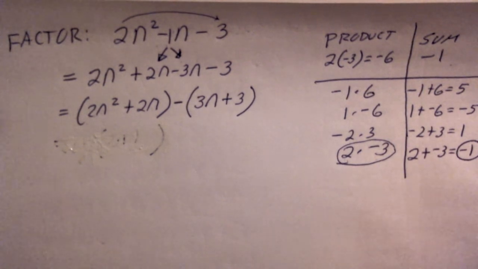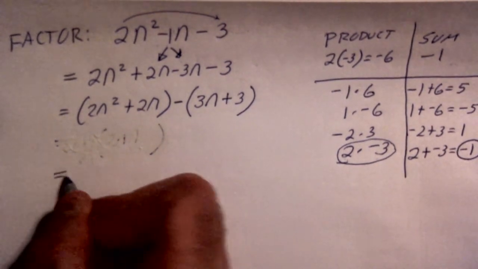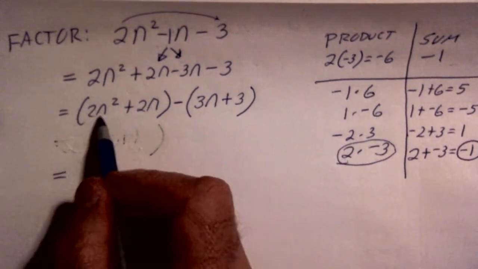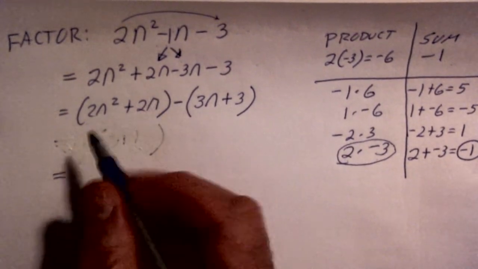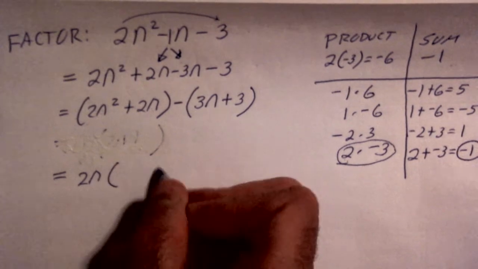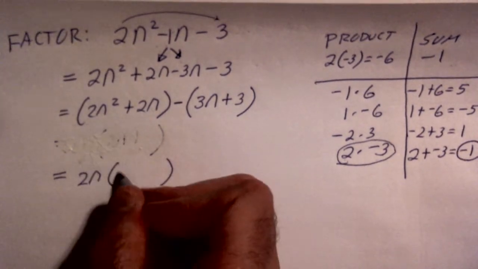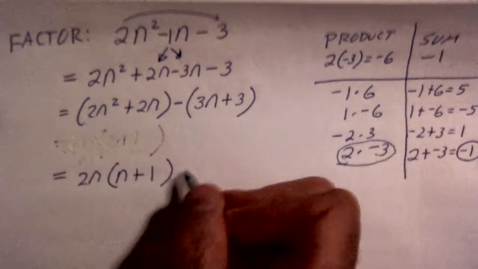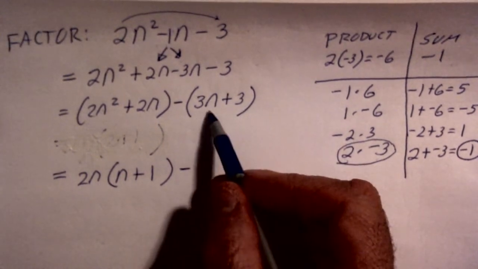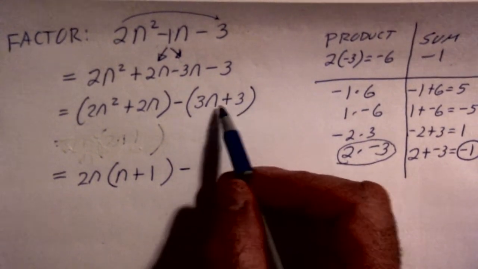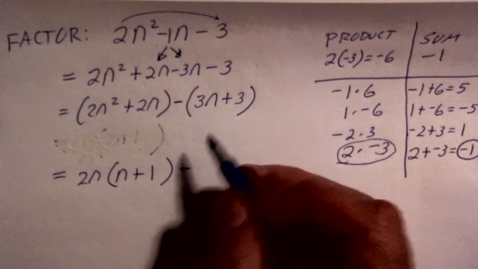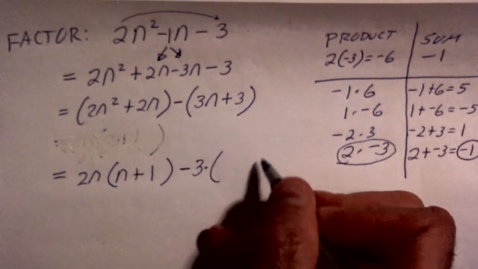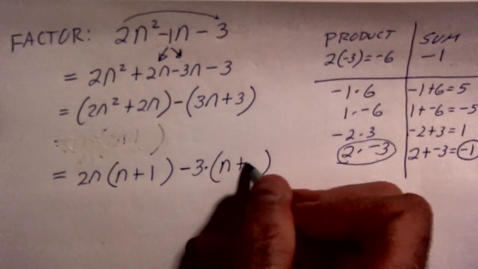So what I should have factored out of the first two terms is 2n, because 2n is the greatest common factor of 2n squared and 2n. And when I factor 2n out, I leave behind n plus 1. Last two terms, I can factor out a 3 out of 3n and 3. And when I do so, I'll leave behind n plus 1.